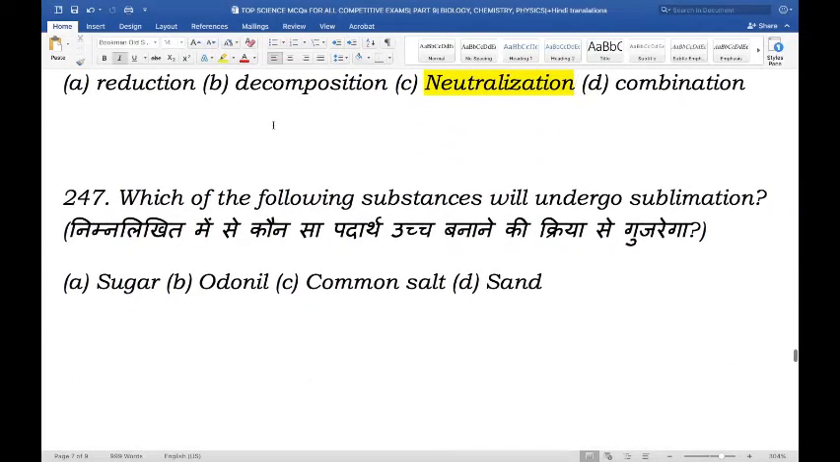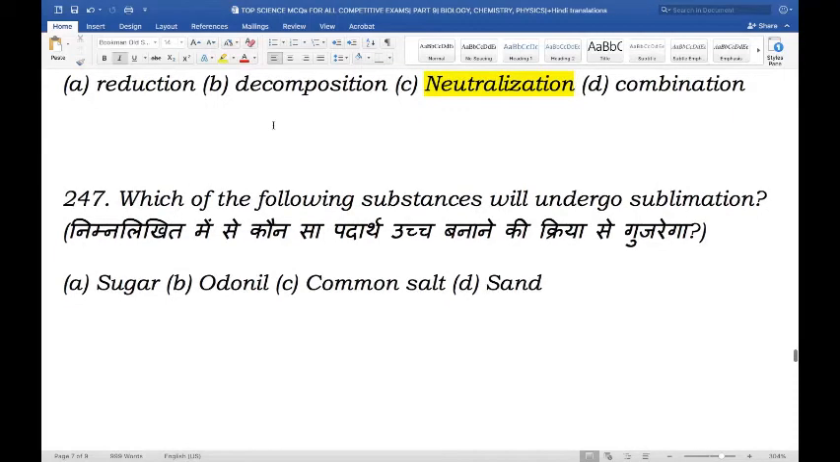Which of the following substances will undergo sublimation? And if you've watched my previous videos, you will know that sublimation refers to the conversion from solid to gaseous phase without the intermediary liquid stage. So, which substance will undergo sublimation? Is it A. sugar, B. adenine, C. common salt, or D. sand? And the right answer here is B. adenine. Adenine will undergo sublimation. The heat from a water bath causes air fresheners to sublime.